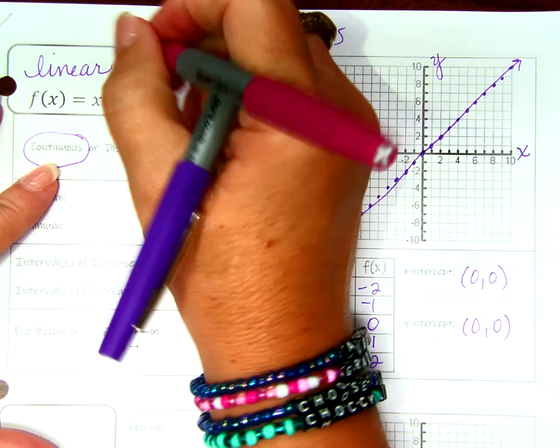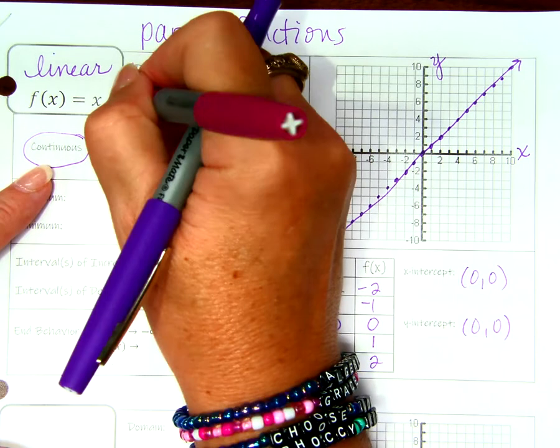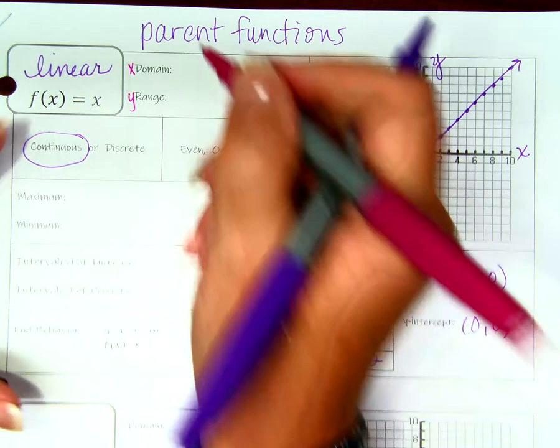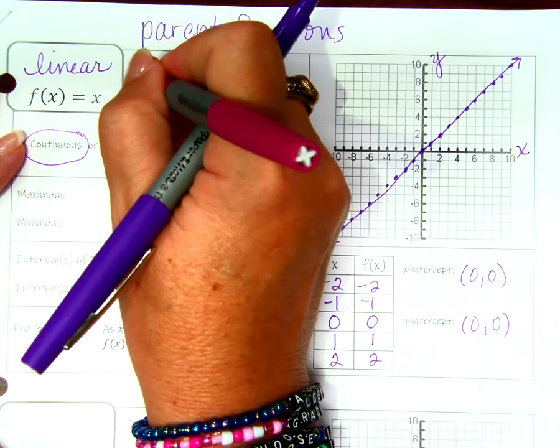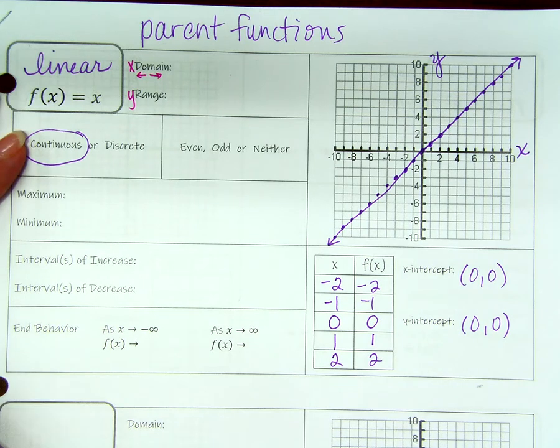The X values. These are the X values. What does range have to do with? The Y values. Okay. So if we're talking about domain, we're talking about left and right. What are we talking about if we're talking about range?